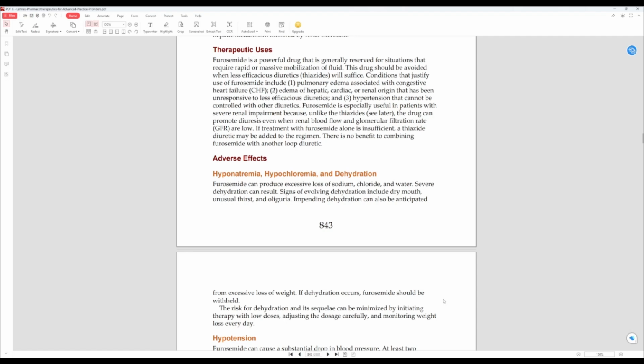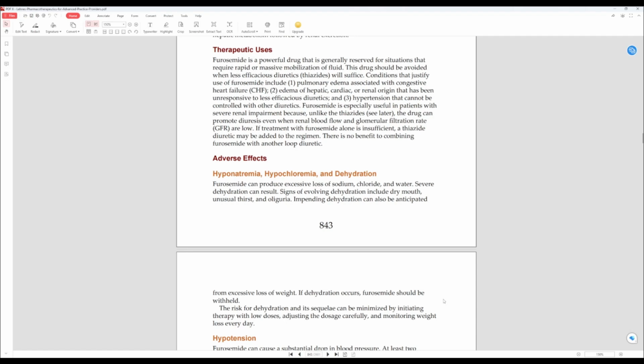Its therapeutic use. Lasix is a powerful drug that is generally reserved for situations that require rapid or massive mobilization of fluid. This drug should be avoided when less efficacious diuretics will suffice, such as thiazides. Conditions that justify the use of Lasix may include pulmonary edema associated with congestive heart failure, edema of hepatic, cardiac, or renal origin that has been unresponsive to less efficacious diuretics, and hypertension that cannot be controlled with other diuretics.